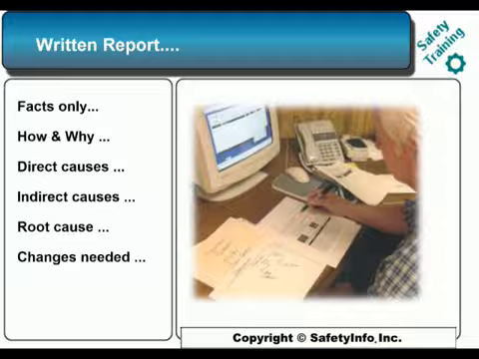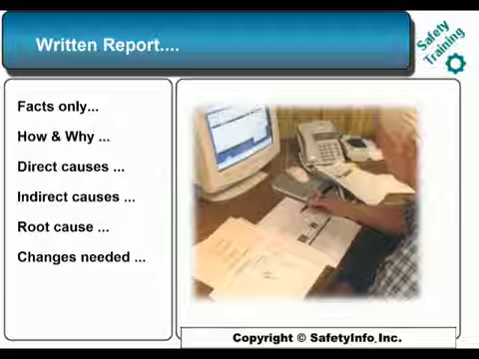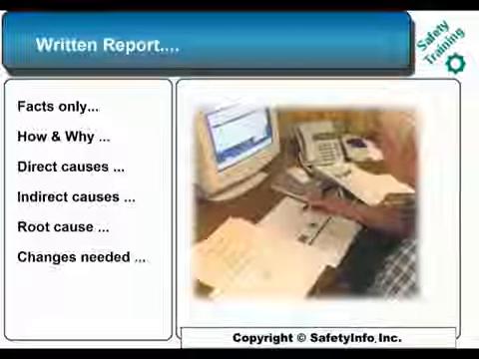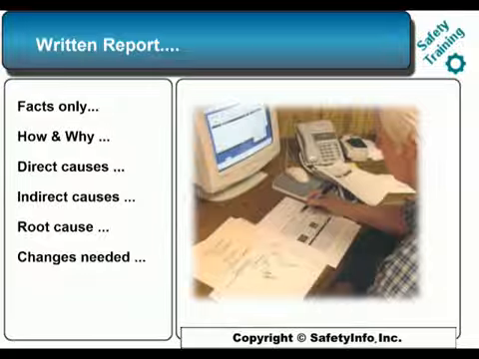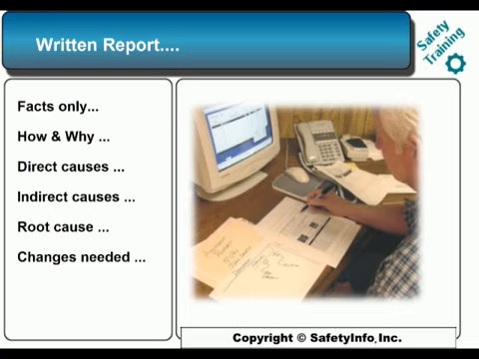This includes the how and why. List all direct causes such as energy sources or hazardous materials. List the indirect causes. What unsafe acts and conditions contributed to the accident and to what extent. Determine the root causes such as management policies, personal actions, or environmental factors. Include in your written report any recommendations that will remedy the basic, indirect, and direct causes. Be specific about what changes need to be made in employee training, workstation design or policies, and procedures.